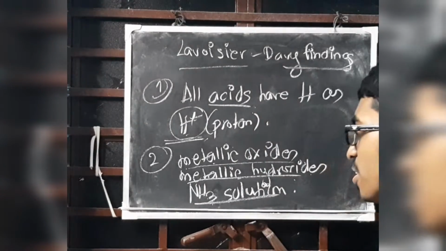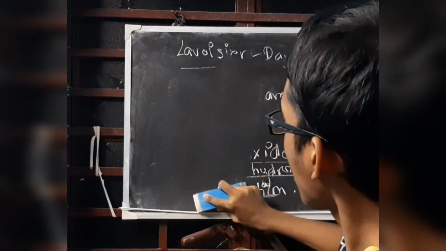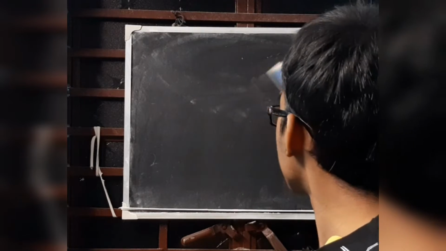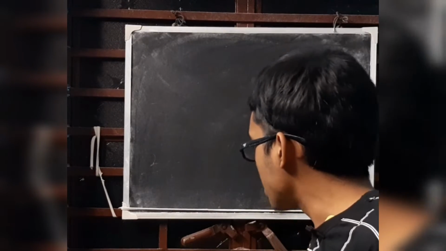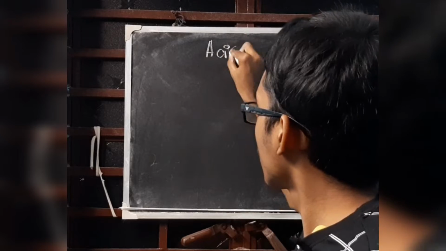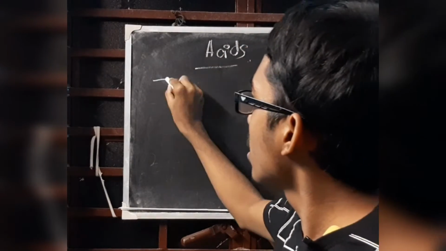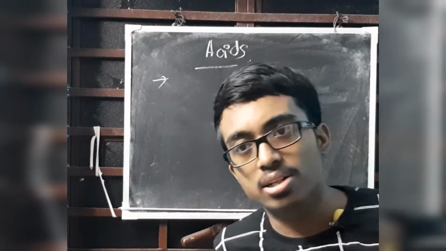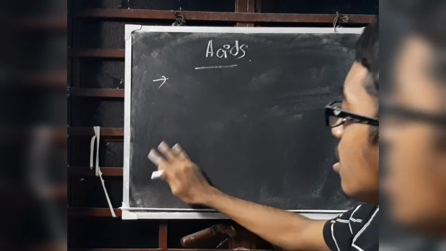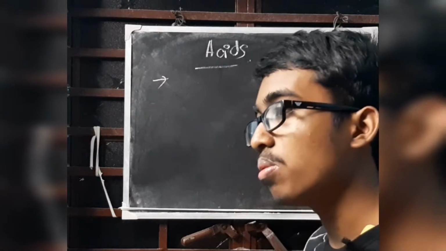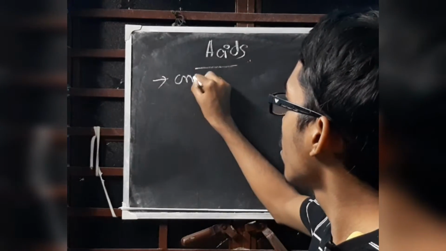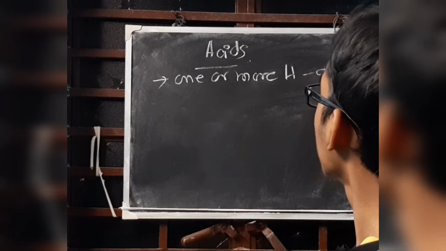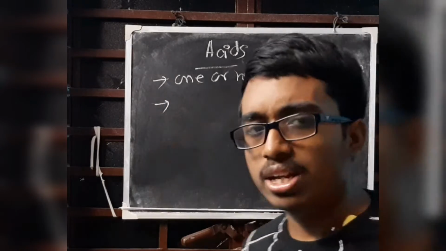Next, let us move on to acids. Acids are basically compounds. They cannot be an element, definitely you can understand that. But what is the difference between acid and base? Acids will be chemical compounds containing one or more hydrogen atoms.